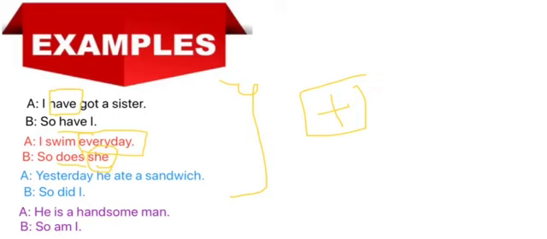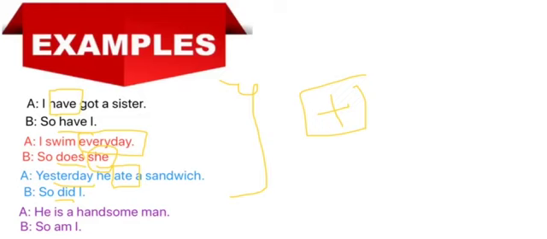Number 3: yesterday he ate a sandwich. So did I. Here we don't have any auxiliary verb, so we're going to use one of the family of the verb to do. And because it's in the past, we know from the keyword yesterday and the verb itself in the simple past, we're going to use did for both singular and plural subjects.